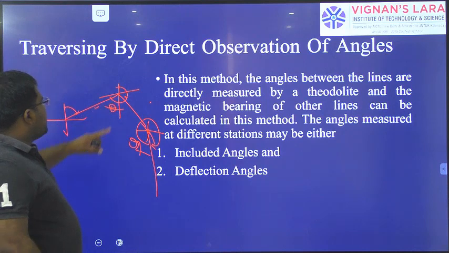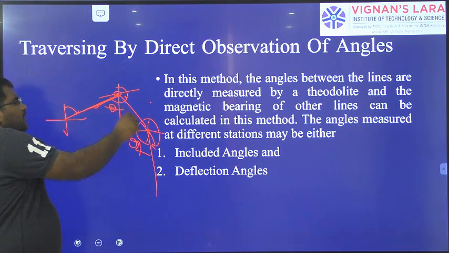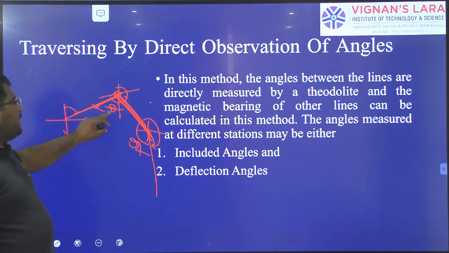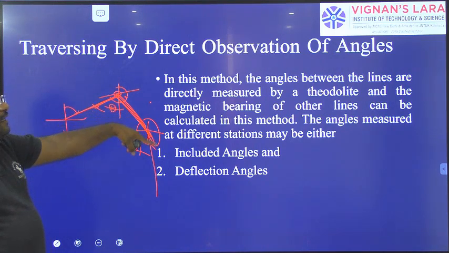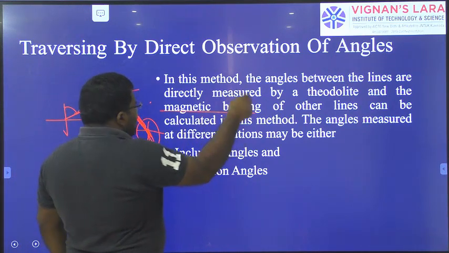If you set the theodolite here, you can know the angle between this line and this line. The angle between these two lines is directly measured with the help of a theodolite, and the magnetic bearings of other lines can be calculated in this method. So you are going to calculate the magnetic bearings of the other lines.